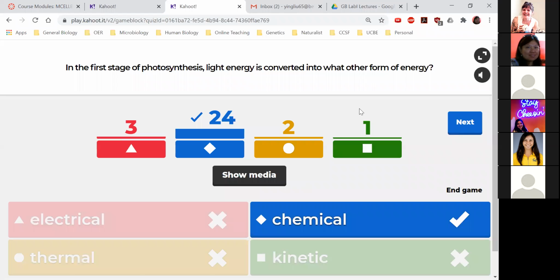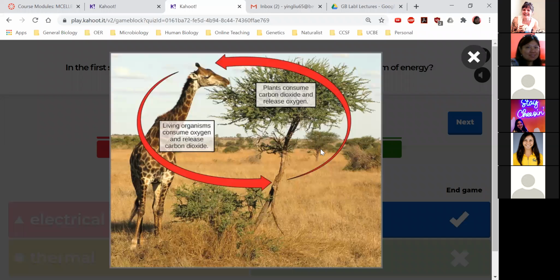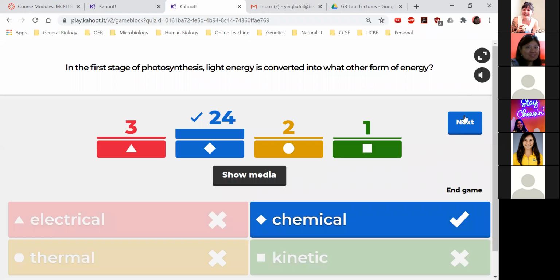Okay, so that's our recap today. Photosynthesis converts light energy into chemical energy, and of course that's what's driving the ecosystem. And then heterotrophs can eat the sugar, and that's how we get our energy.